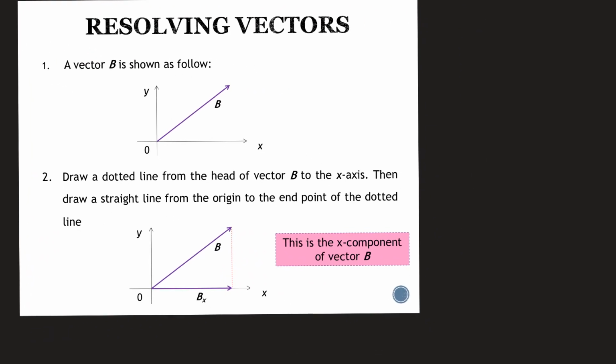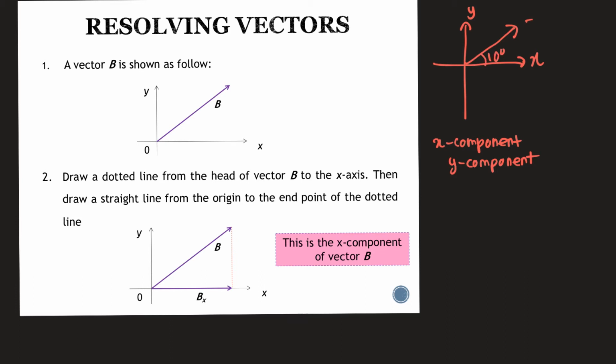When it comes to vectors here, first thing first, there's always one vector which is going to be in between the y-axis and the x-axis. Resolve means you need to separate that into two components, which are the x component and the y component. For example, if I put it here, 10 degrees with 500 Newton, you need to resolve that into two components, the x component and the y component.